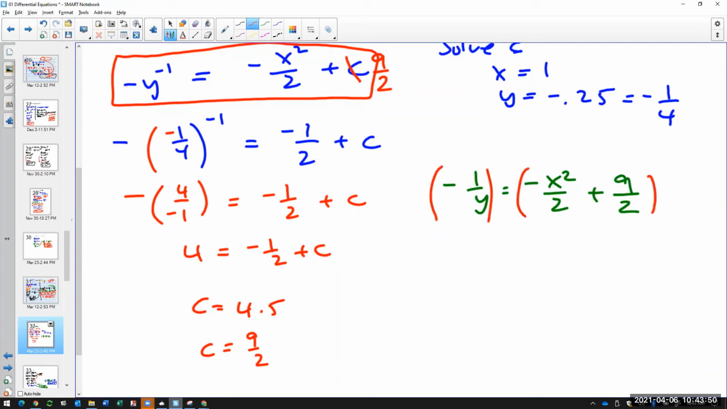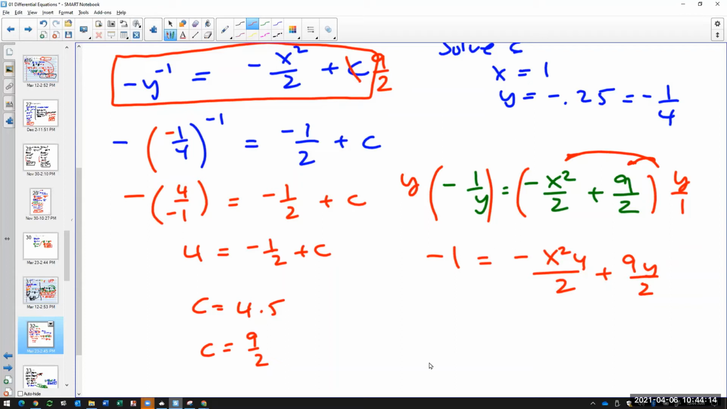So let's multiply this side times y over 1 and this side times y. This will get rid of the y. So on my left side, I'll have negative 1. On my right side, I'll have negative x squared y over 2 plus 9y over 2. All I did was multiply everything by y. You have to distribute that, right?